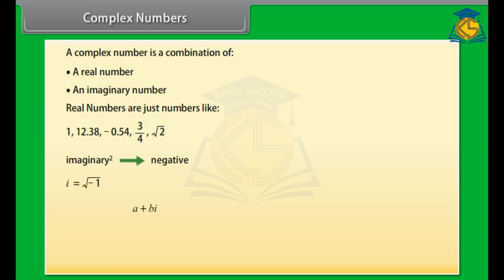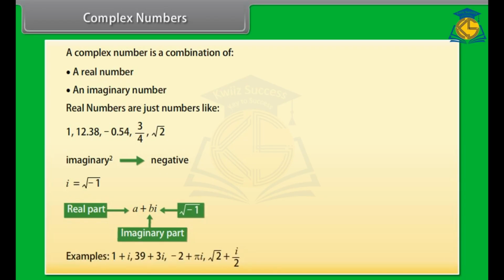a plus b iota is a complex number, a combination of a real number and an imaginary number. Examples are 1 plus iota, 39 plus 3 iota, -2 plus pi iota, square root 2 plus iota by 2. Algebra of complex numbers. Addition.